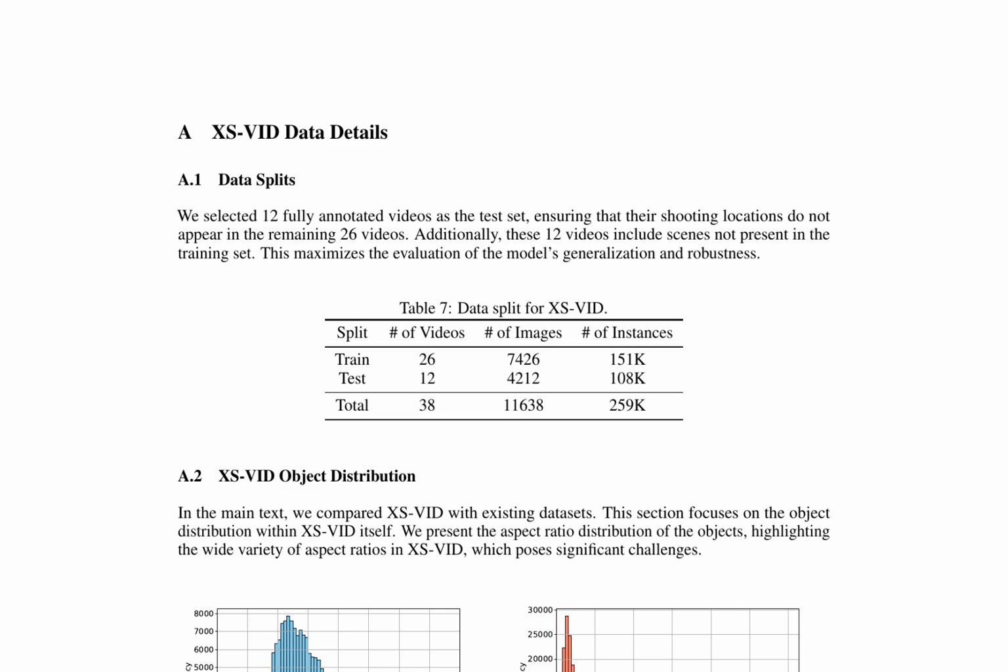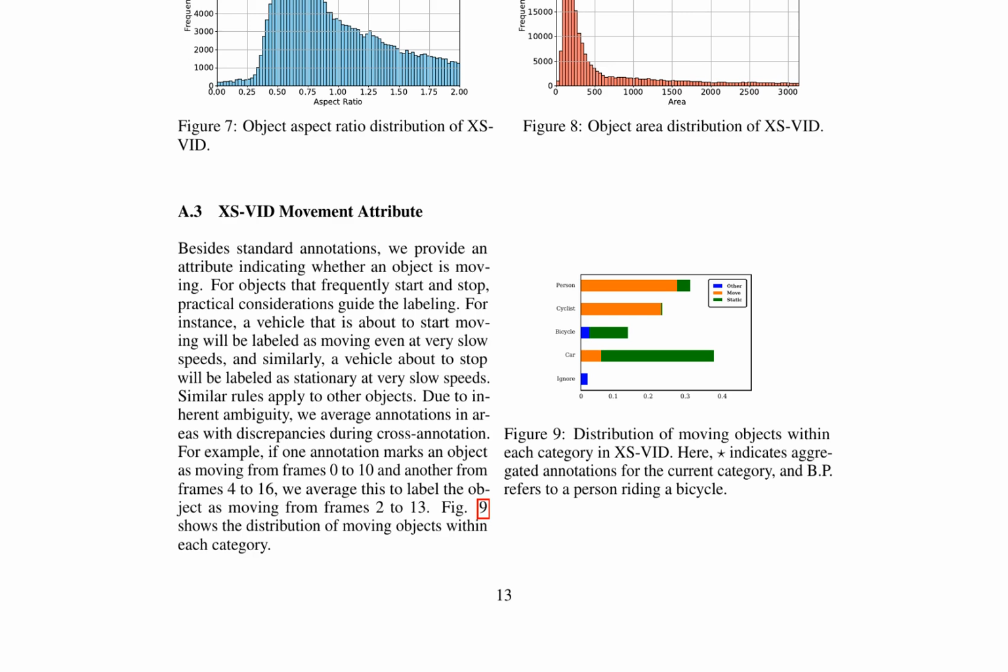The dataset also provides an attribute indicating whether an object is moving, which is crucial for tasks involving motion prediction and object tracking. Figure 9 illustrates the distribution of moving objects within each category, including cyclists, cars, bicycles, and persons. The annotation process involves averaging discrepancies during cross-annotation to ensure accurate labeling of objects that frequently start and stop.